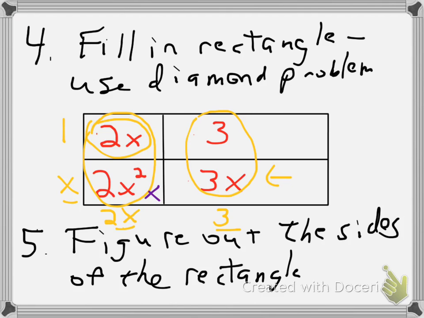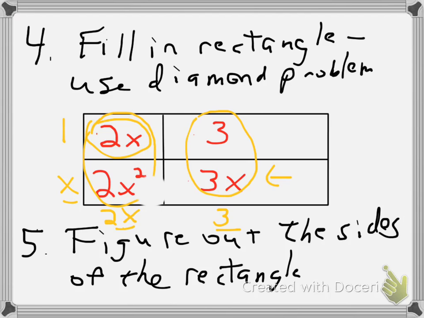Oops, that looks like an X. I don't want to do that. I just want to show you that that's the one I'm looking at. Down in the lower left, 2x times 2x is 2x squared. Upper left, 1 times 2x is 2x. Upper right, 1 times 3 is 3. And lower right, x times 3 is 3x. So it all checks out.